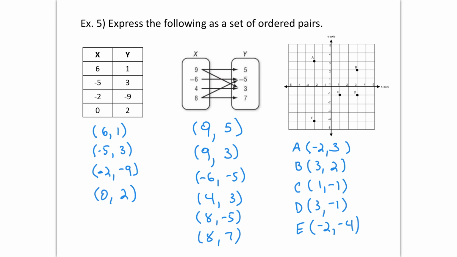So this is how you can represent tables, mapping, a graph, and ordered pairs in a relation. Now remember, a relation is just a list of ordered pairs. So ordered pairs, this is a relation. Ordered pairs, this is a relation. Ordered pairs, this is also a relation. Now when you have those ordered pairs, you can make a graph, you can make mapping, and you can do a table.